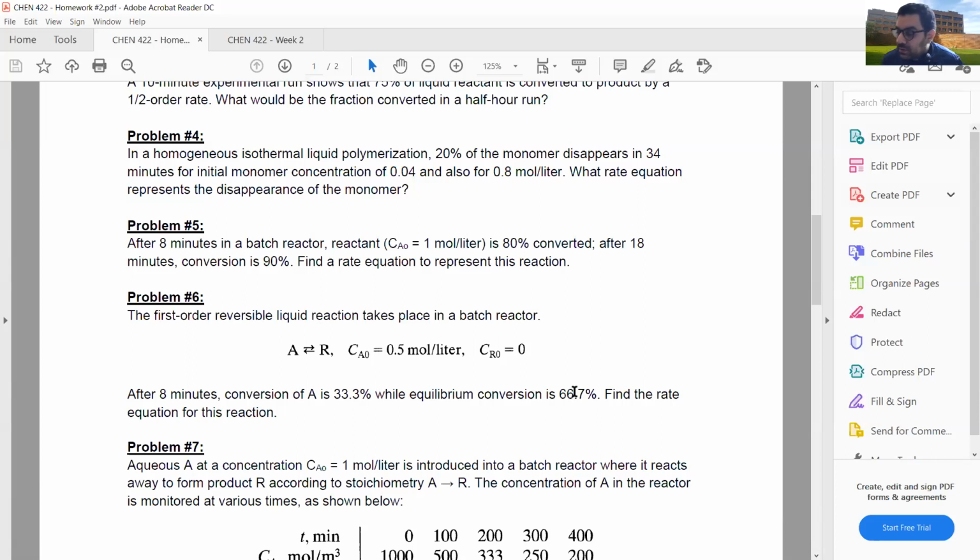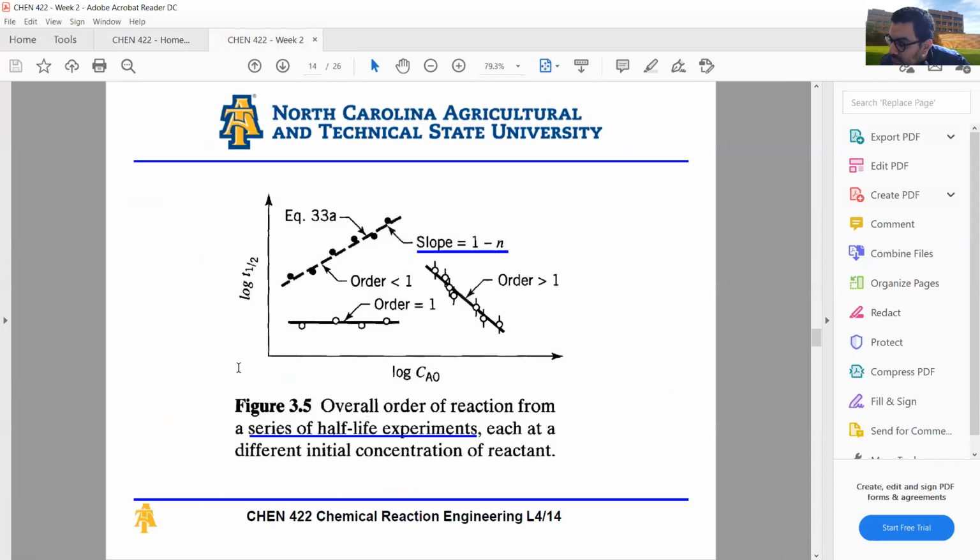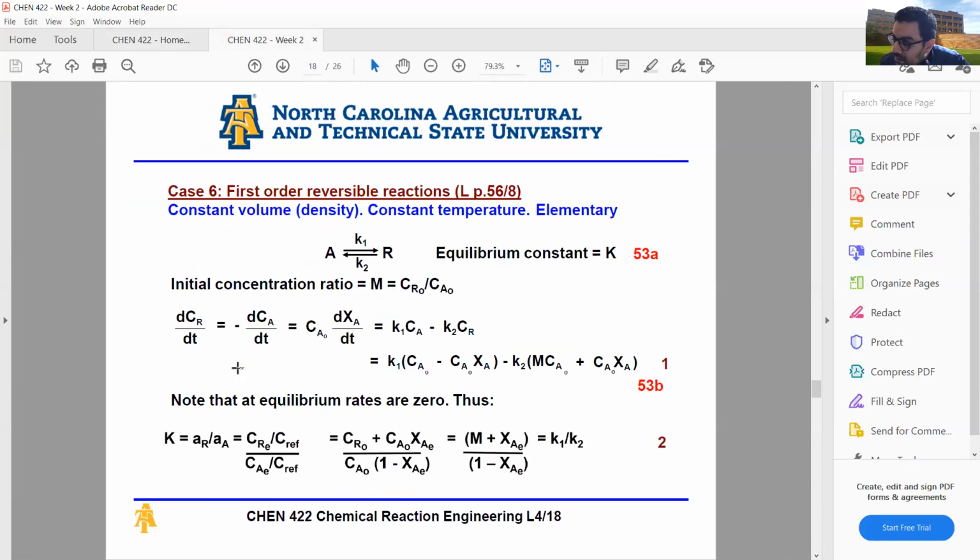Okay, so you're given an explicit case, right? First order reversible, A going to R. First order reversible is case number 6. So at least we know which case we need to deal with, right? So let me save this. Let me clear, and let's start writing. So this is problem number 6 in this case.